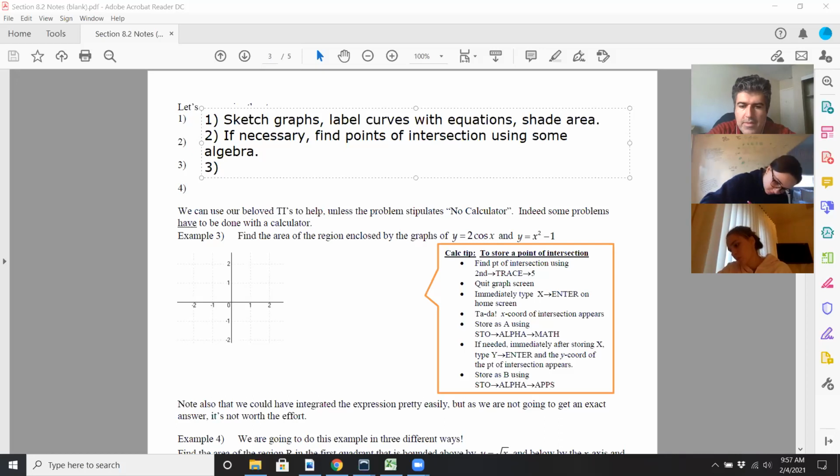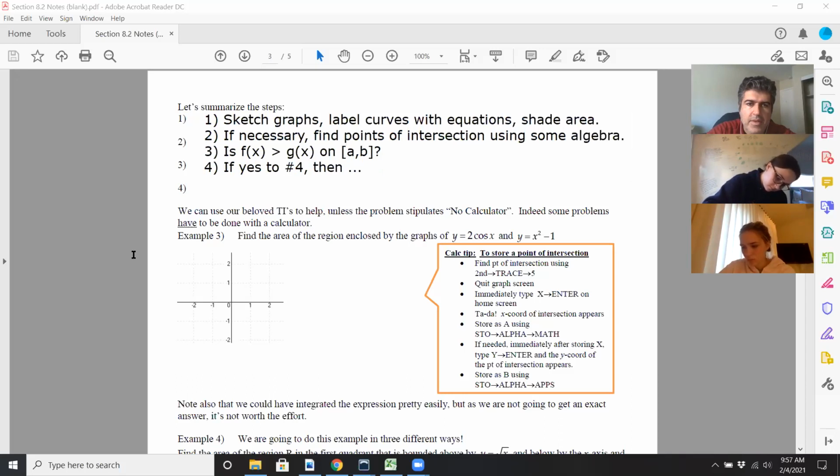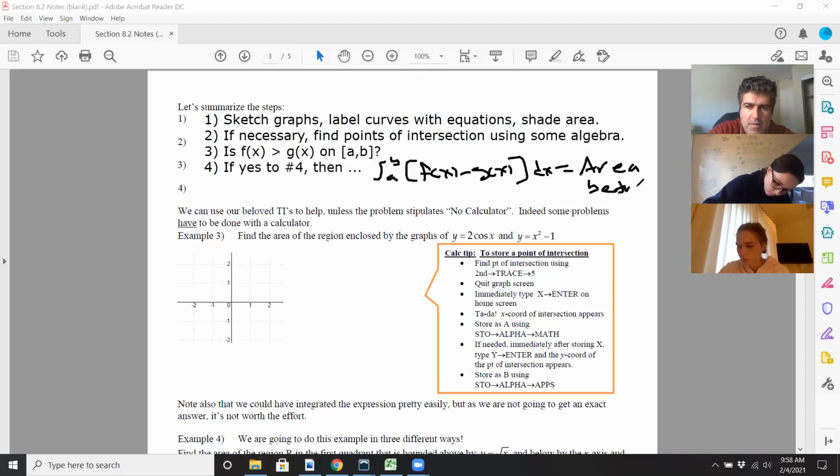3. Is f of x greater than or equal or greater than g of x on your interval from a to b? If yes to number 4, then okay. Let me write this out here. Okay, here we go. So that's summarizing what we just did.